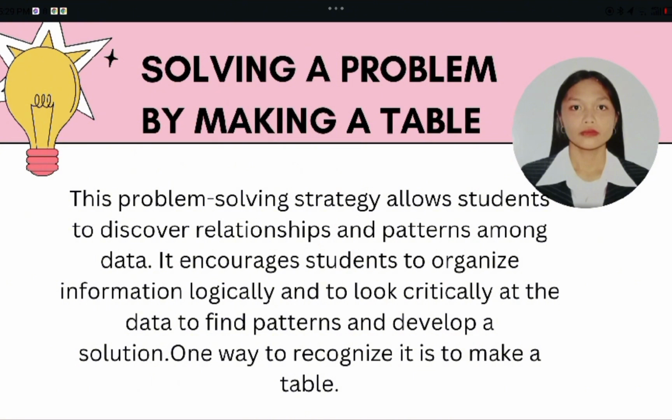strategy, by making a table. This problem solving strategy allows students to discover relationships and patterns among data, and it encourages students to organize information logically and to look critically at the data to find patterns and develop solutions. And one way to do it is to make a table.